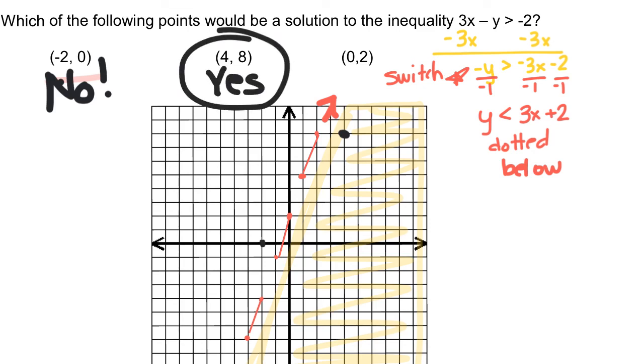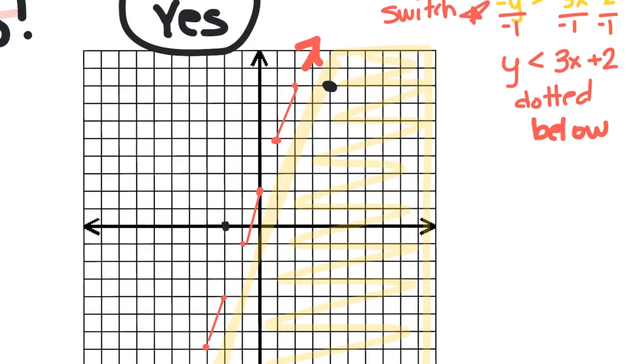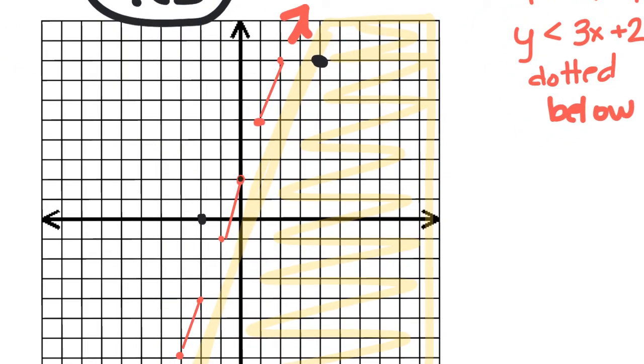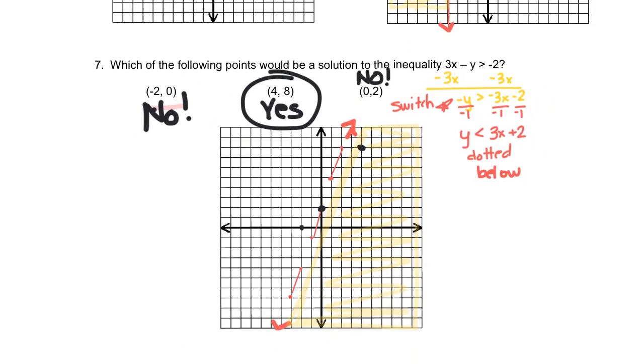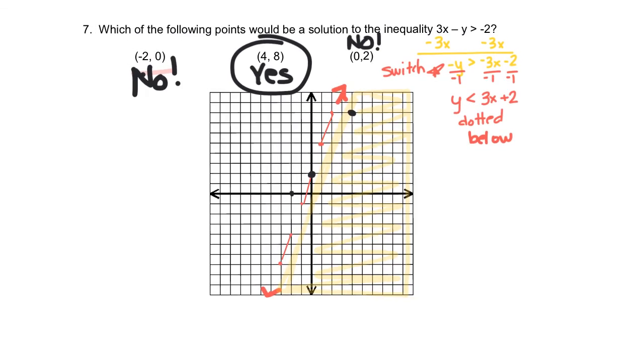So yes, it is. 0, 2. 0, 2 is right here. It is a point on the line. Since this is a dashed or dotted line, it's kind of like an open circle. It is not included in our solution set. So the only one that is included is 4, 8. This concludes your lesson for today.